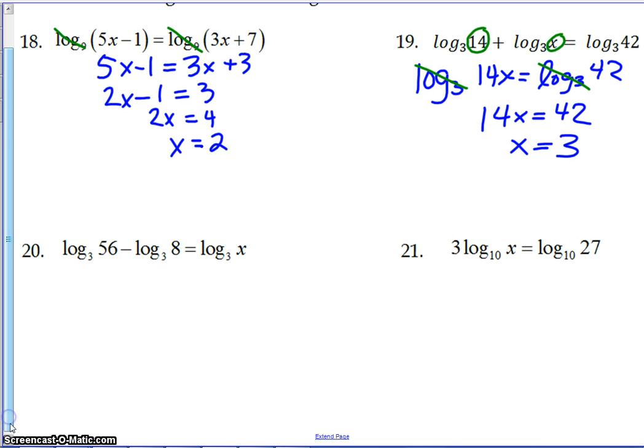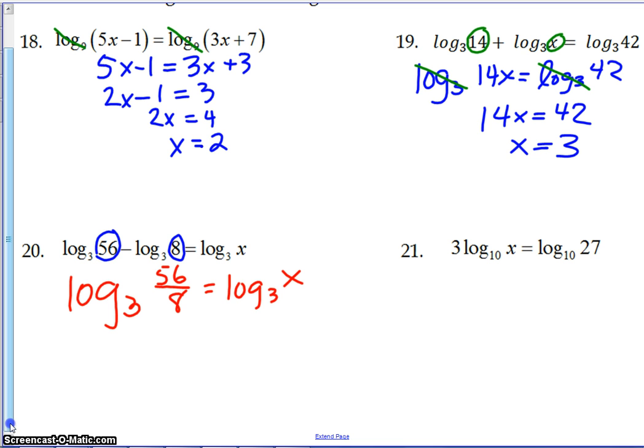In 20, good problem here. We have this problem where I have log of 56 minus log of 8 equals log of x. Now I have this and I have this and I'm subtracting. So what I want to do is change it into a division problem. So now it's 56 divided by 8 equals the log base 3 of x. Now I can get rid of my log base 3's. Now I can say 56 divided by 8 is 7.